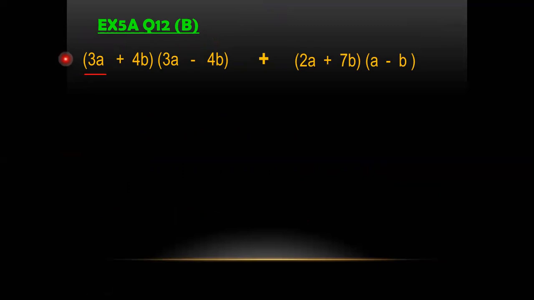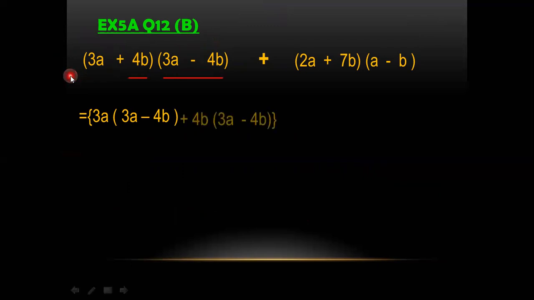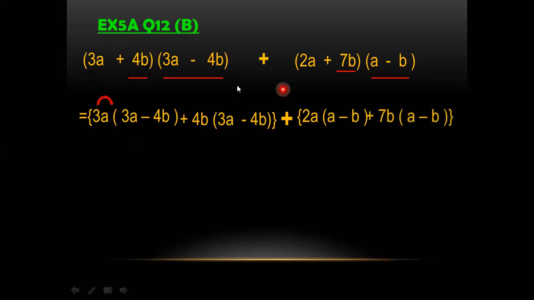So first of all, 3a will be multiplied with 3a minus 3b. Then 4b will be multiplied with the same term like this. पहले 3a multiply हो गया इस पूरी term के साथ, और उसके बाद ये 4b इस पूरी term के साथ multiply हो गया. अब उसके बाद 2a will be multiplied with a minus b. Then 7b will be multiplied with a minus b. Now we will see how the distributive property is applied.